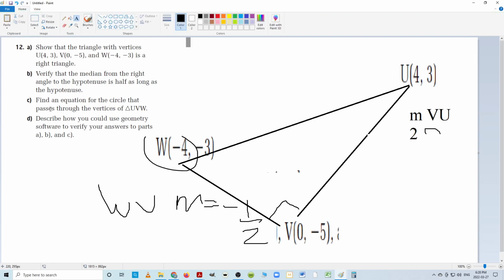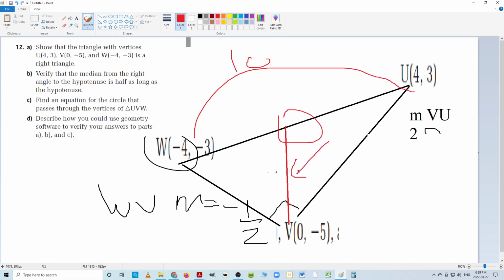And then verify that the median from the right angle, so that's the right angle, to the hypotenuse is half as long as the hypotenuse. Okay, so that means I have to prove that this red line is half as long as the hypotenuse. Now, the hypotenuse very quickly is y2 minus y1. So 3 minus minus 3 is 6 squared, plus 4 minus minus 4 is 8 squared. And I can tell you right now that's going to be the square root of 64 plus 36. So the hypotenuse is going to be 10 long. I got to prove that this is 5 long.